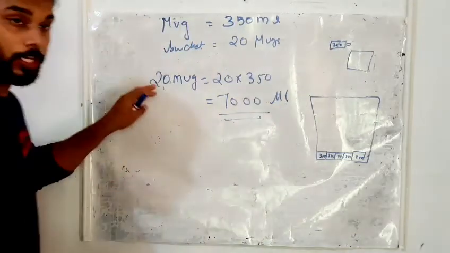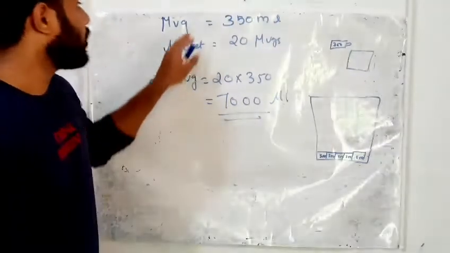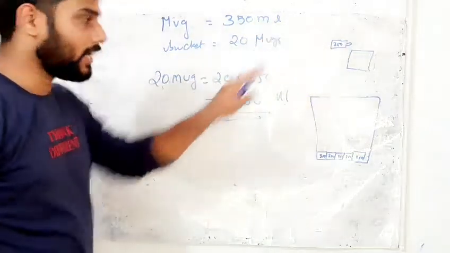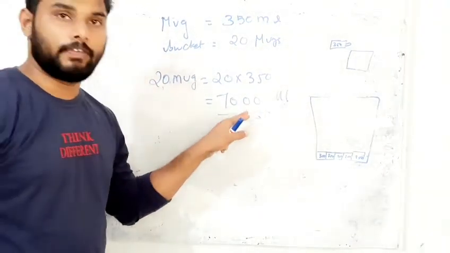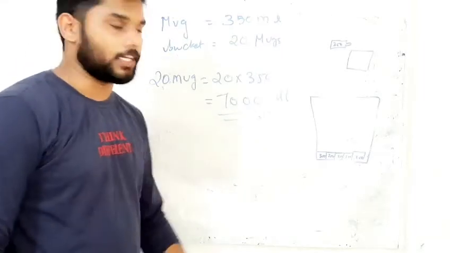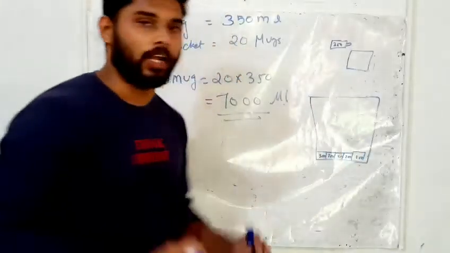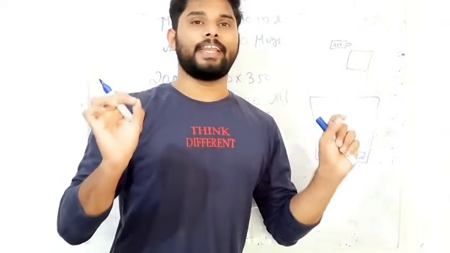milliliters. Okay, 20 mugs are there. One mug is 350 milliliters. 20 mugs, 20 into 350. You will get the answer 7,000 milliliters. So our bucket can hold 7,000 milliliters.